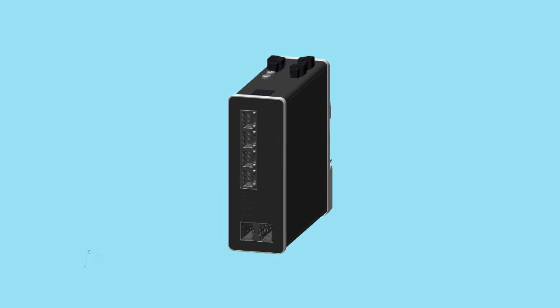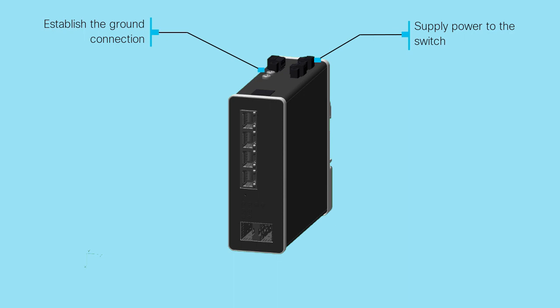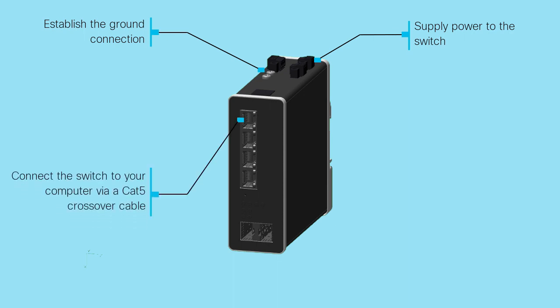This video will show you how to pre-configure the IE1K prior to inserting it into the working network. To do this, you will establish the ground connection, supply power to the switch, connect the switch to your computer via a Cat5 crossover cable. Run the express setup procedure.